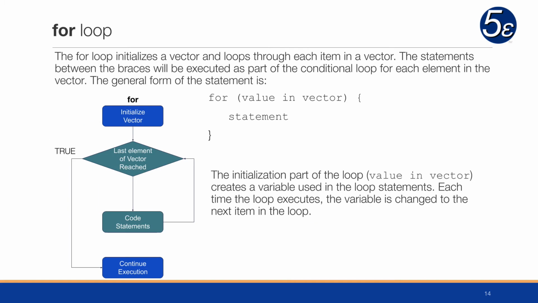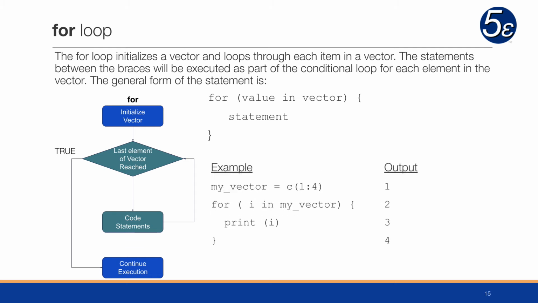The for loop initializes a vector and loops through each item in the vector. The statements between the braces will then be executed as part of the conditional loop for each element in the vector. The general form of the statement is the keyword for, a value in a particular vector, and for each value it will execute the statement or statements. The initialization part of the loop, value and vector, creates a variable used in the loop statements. Each time the loop executes, the variable is changed to the next item in the vector.